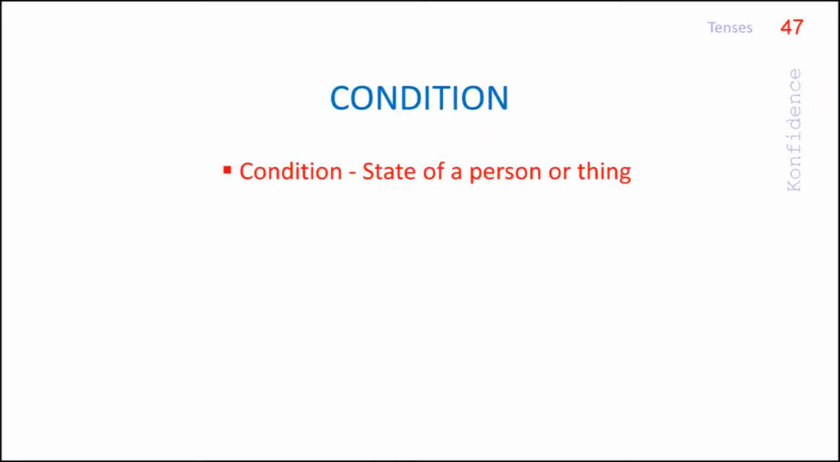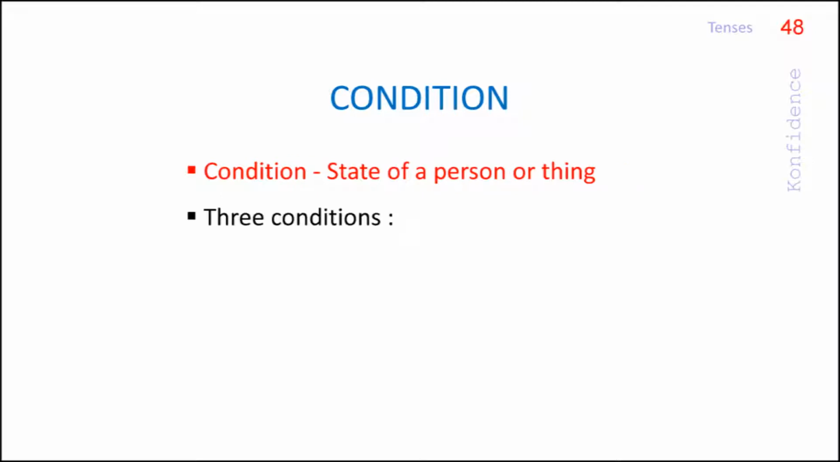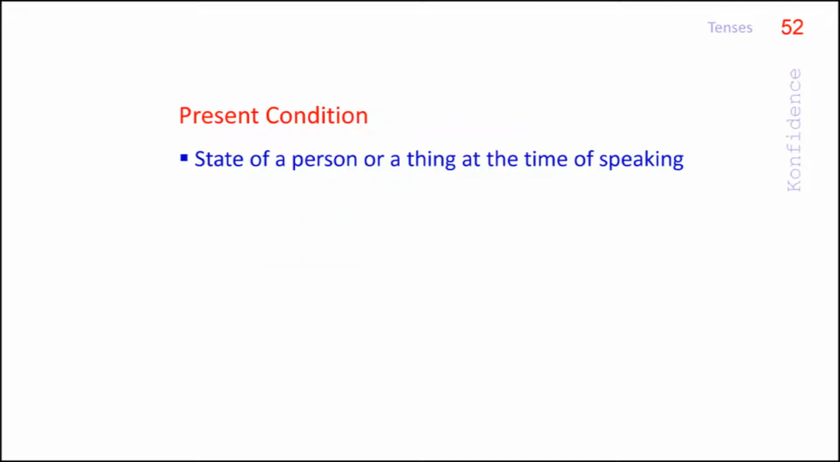Now let us examine various types of condition. Condition, as we know, is the state of a person or thing. There are three conditions: present, past, and future. Present condition indicates the state of a person or a thing at the time of speaking. Three helping verbs am, is, and are are used to indicate present condition.